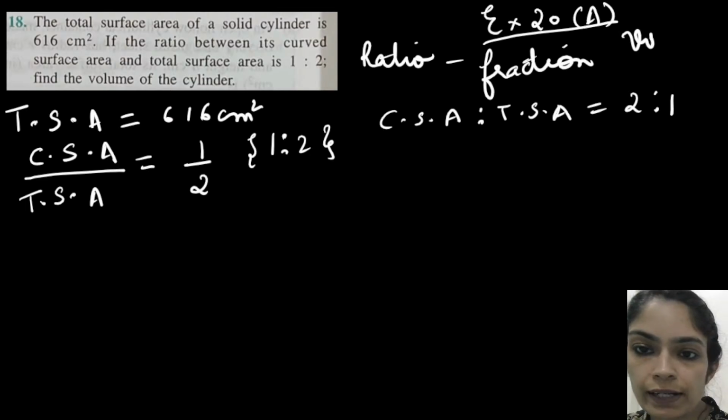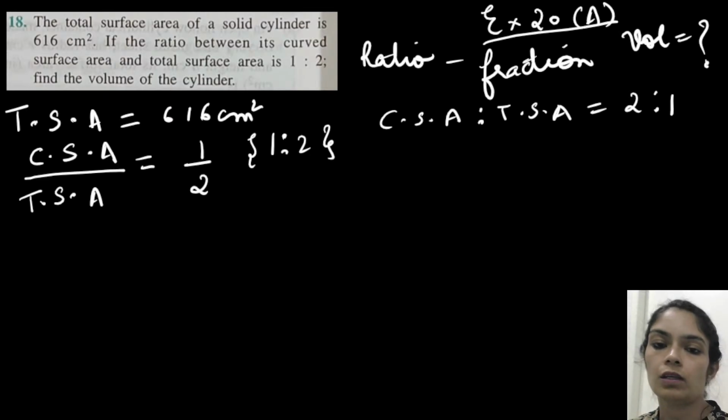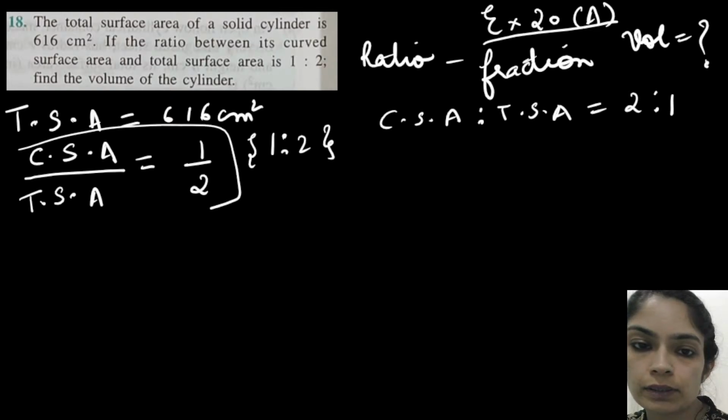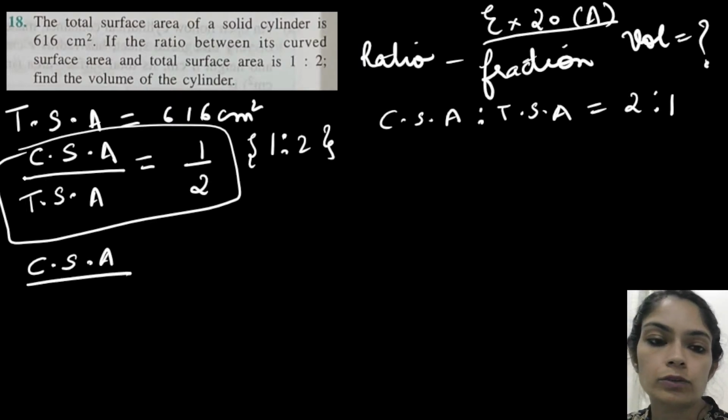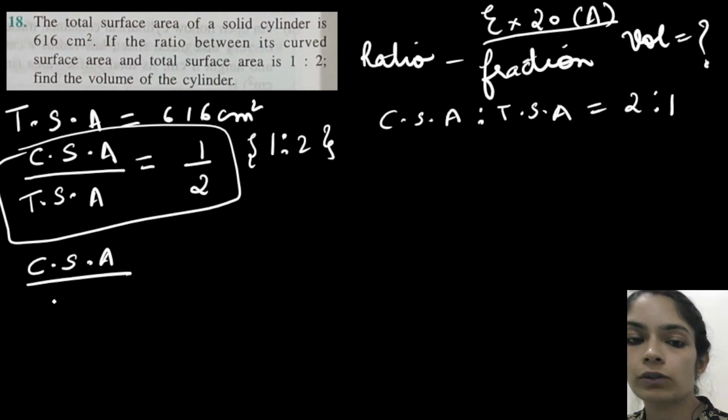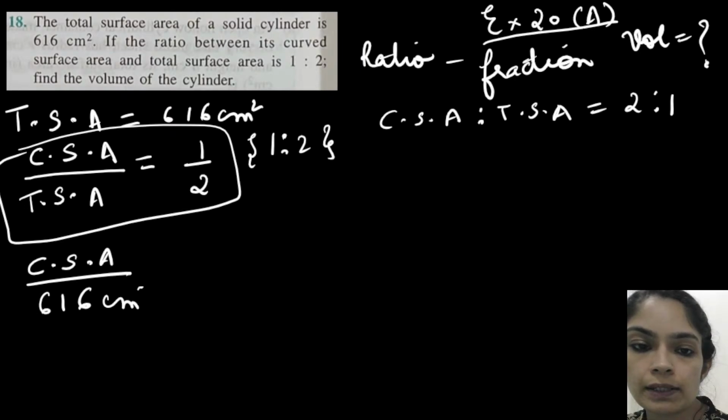Okay, so we have to find volume. So how we can start this question? We can start this question with the given things only. See, total surface area is given to us. So I can just substitute the value of total surface area. So I can write it as curved surface area by total surface area. Because I know the value, here I am going to substitute it. So total surface area is 616 centimeter square, is equals to 1 by 2.